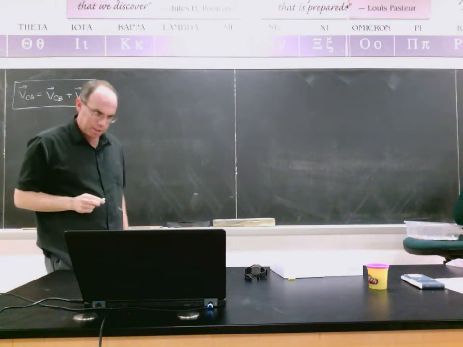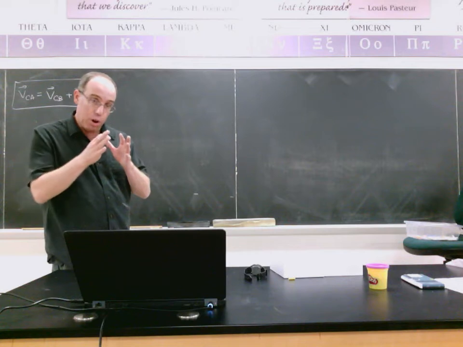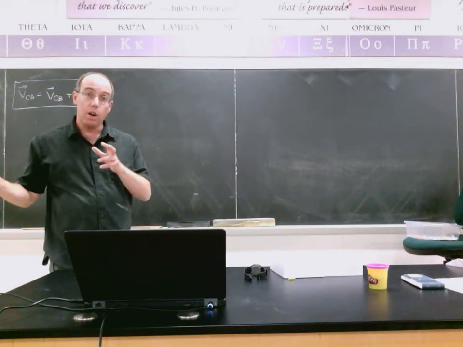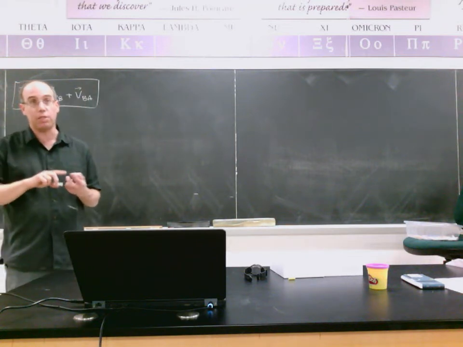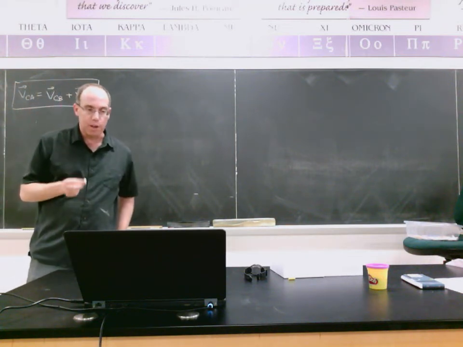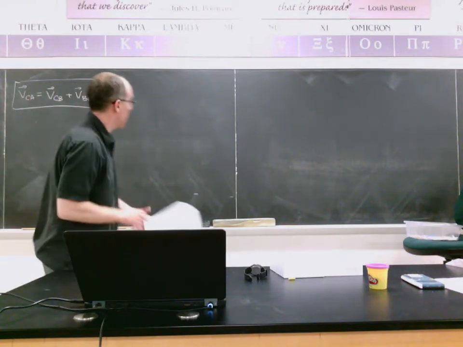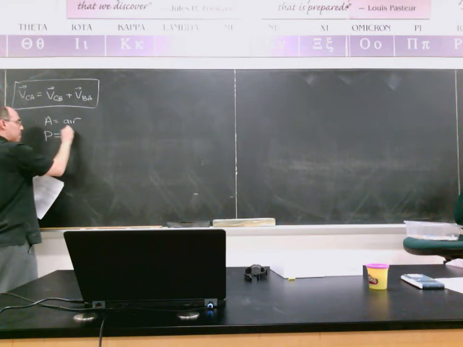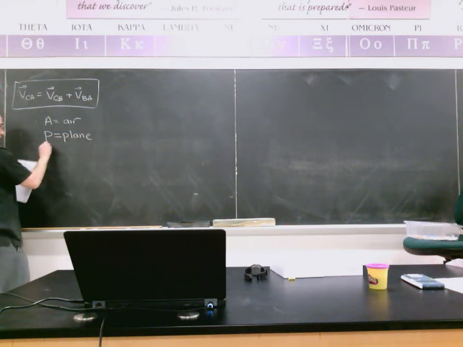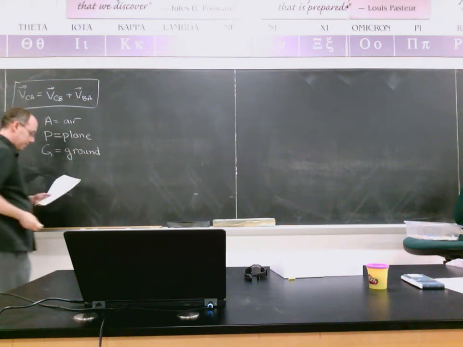Okay, now in the next example, we're going to look at the motion of an airplane through the air with and without the presence of wind. We're basically looking at three things moving relative to one another. We have air, which we will denote A, the plane P, and the ground G.